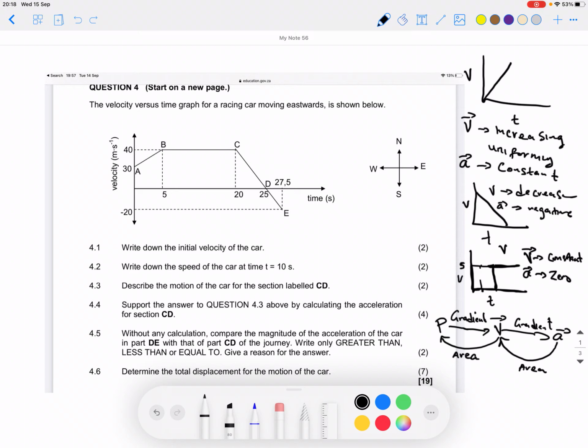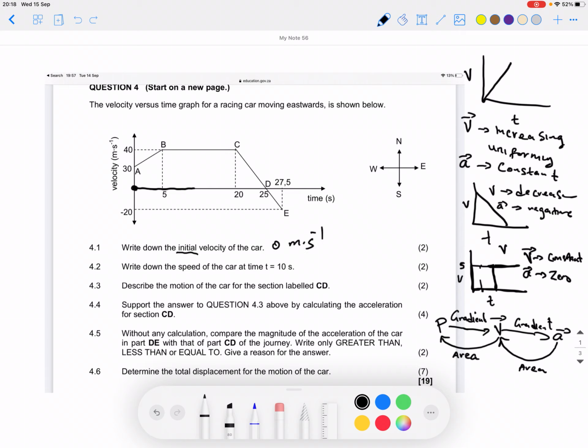So now looking at this graph, they say write down the initial velocity of the car. Initial means at time 0, so you go to the x-axis and read the time. On your x-axis, that's where you read the time. So at time 0, there it is. Then you check on your y-axis, you must read your velocity. You can see the velocity is also 0 there at the y-axis. So you have 0 meters per second.